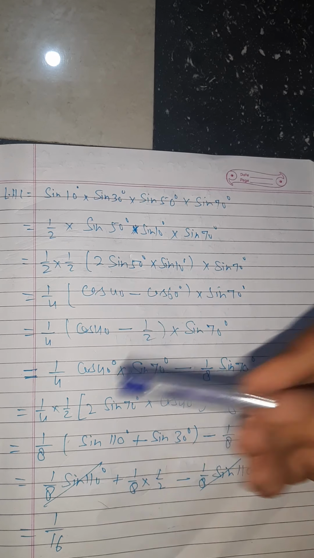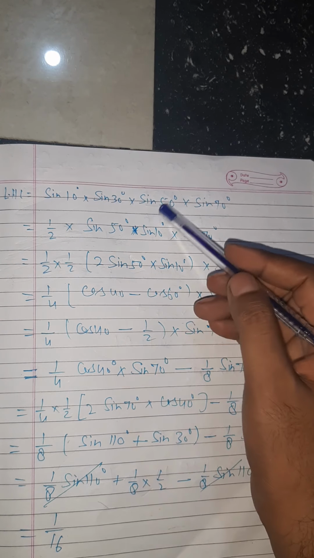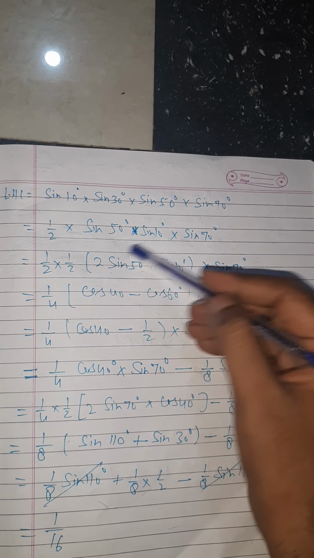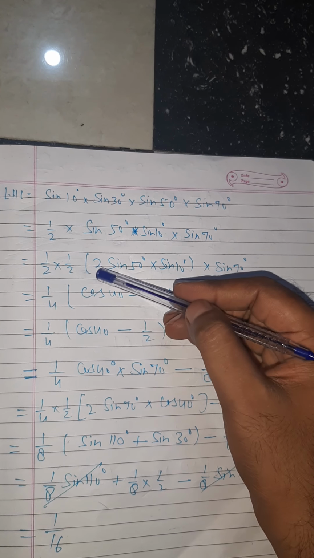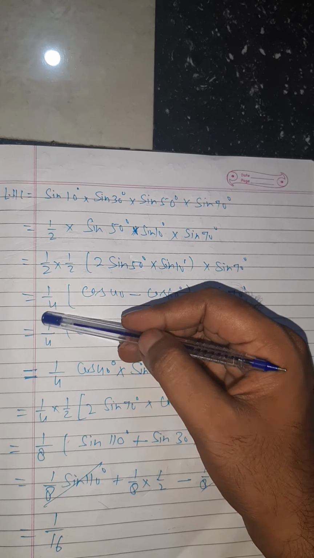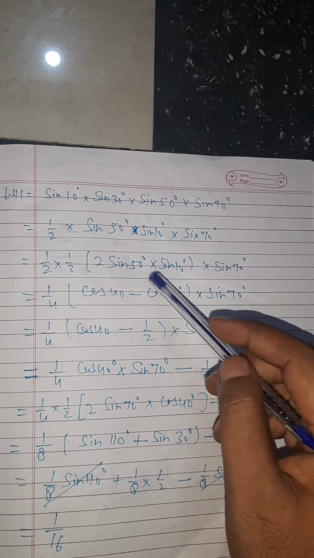I'm just repeating what I am saying: sin 30 is equal to 1 by 2, then sin 50, sin 10 degree, and sin 70 degree. Then I'm just going to apply the formula 2 sin A sin B. For that I have to multiply by 2, and because I am multiplying, I also have to divide by 2. So it will become 1 by 4, and for 2 sin A sin B I am applying the formula cos of A minus B minus cos of A plus B. So cos of A minus B, 50 minus 10, 40.